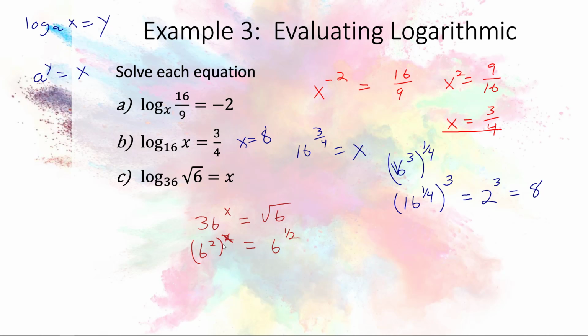I can use the product rule, and then this will become 6 to the 2x, and over here we will have 6 to the 1/2 power. Now, using our property for exponential equations that we had before, if this is equal, then 2x must be equal to 1/2, which means that x must be equal to 1/4. So that is how that works.